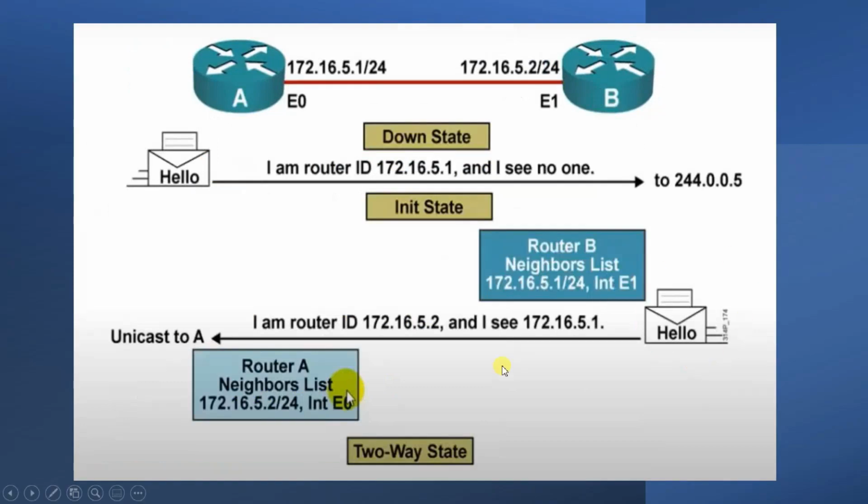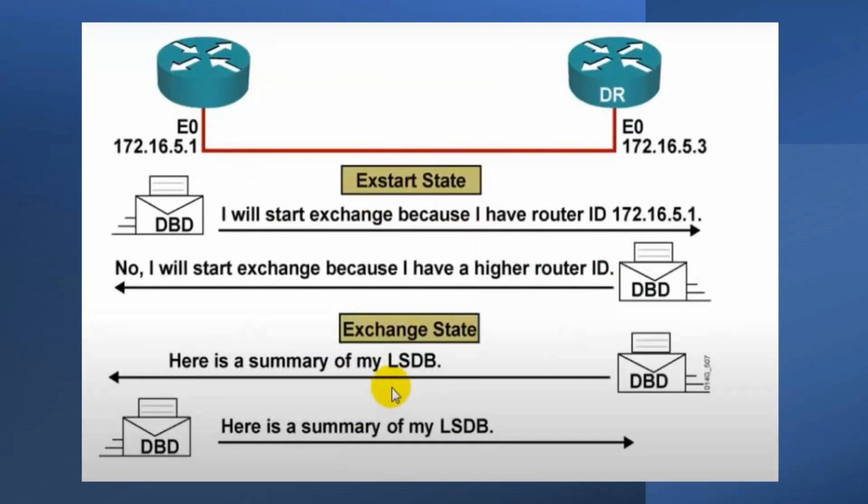In the two-way state, both the routers are trying to make a neighborship relationship between them. Next state is ExStart state. In this state, the DR, that is designated router, or BDR, backup designated router, is chosen. Here the master or slave is chosen by using election.